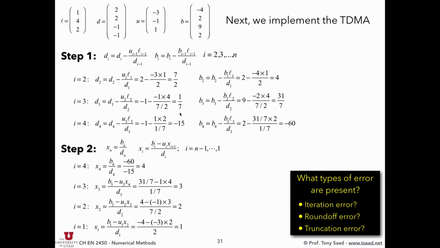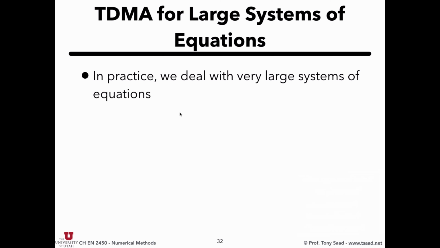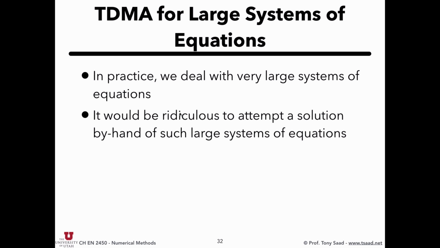Is there round-off error? There could be if we were not dealing with integers. We carried out exact arithmetic over here, but if we were doing this numerically, there would be round-off error. Anytime you do a calculation that is not exact on a computer, you have to deal with round-off errors. Now, obviously, we need to do this for very large systems of equations, and in practice, we deal with large systems. So it would be ridiculous to attempt a solution by hand for large systems.